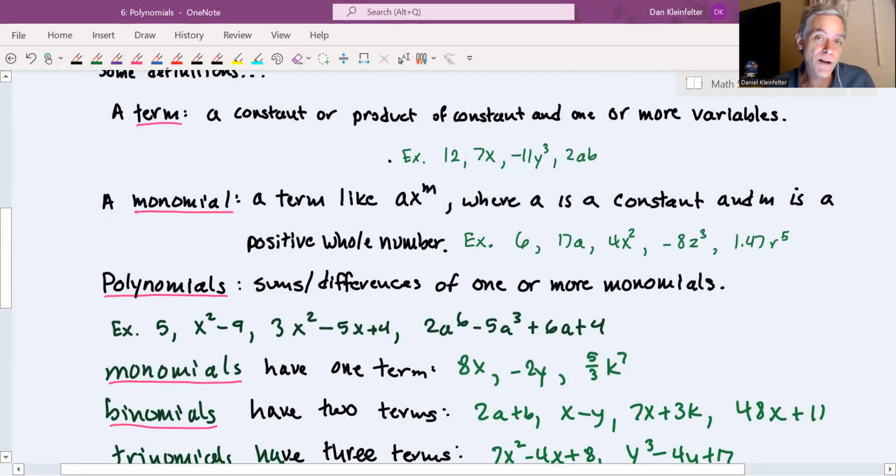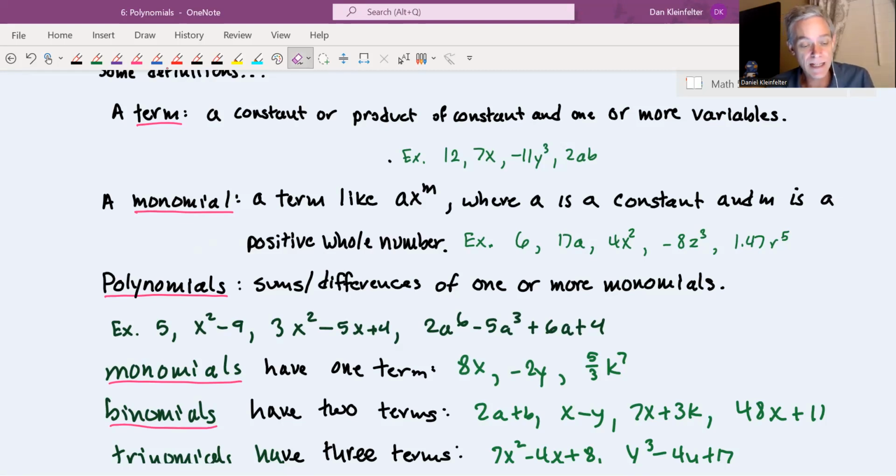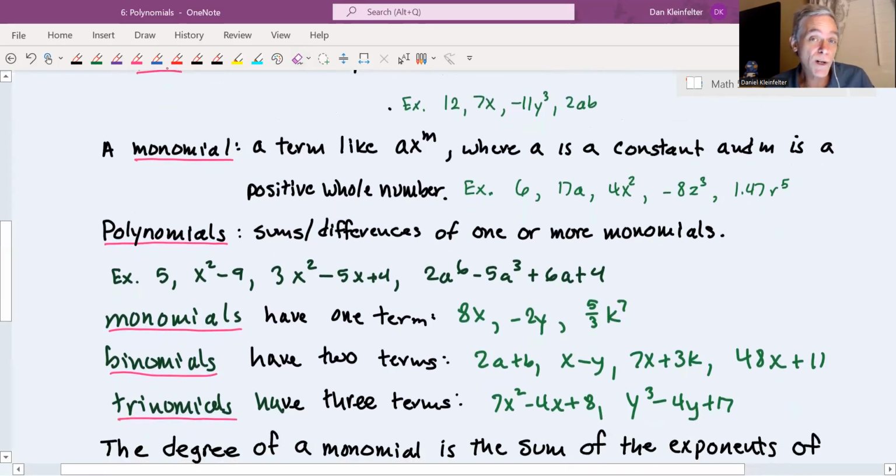Polynomials are what you get if you start adding together monomials. If you think about how the prefixes work, mono means one, poly means more than one. So polynomials are what you get if you add together one or more monomials. So examples are 5, which is only a single monomial; x squared minus 9, a difference of two terms; 3x squared minus 5x plus 4, a pretty good polynomial; and 2a to the 6th power minus 5a cubed plus 6a plus 4, another polynomial. Okay. Some more words.